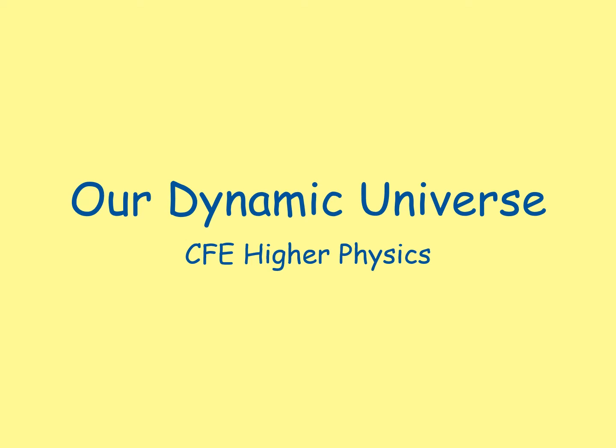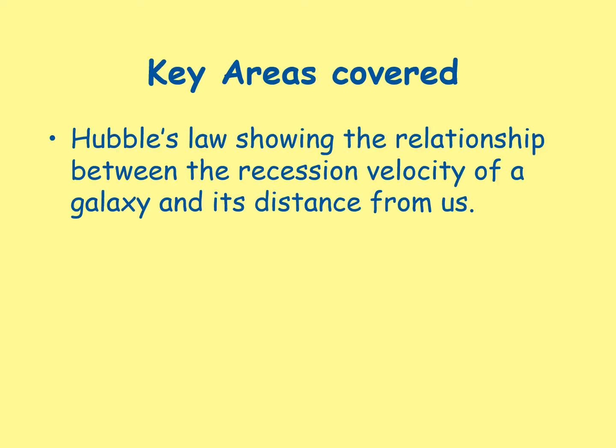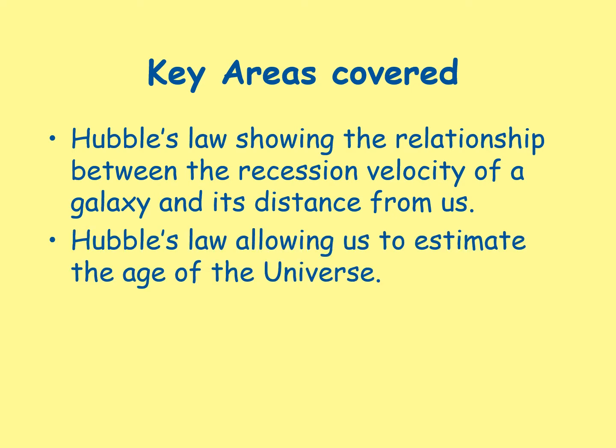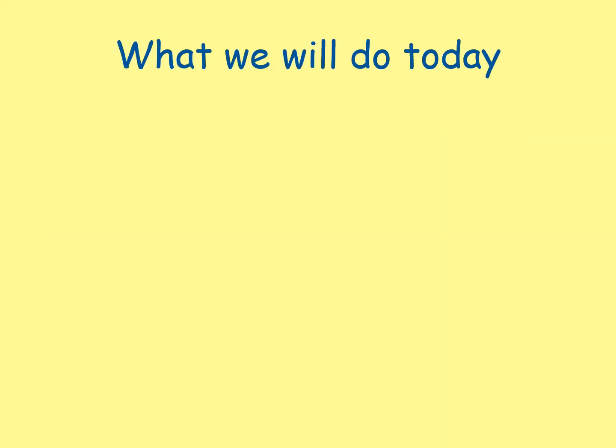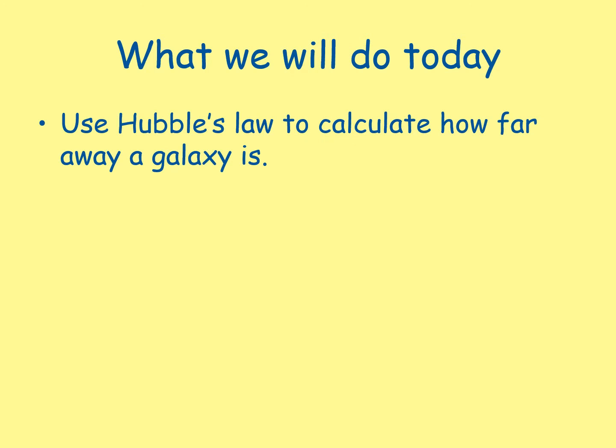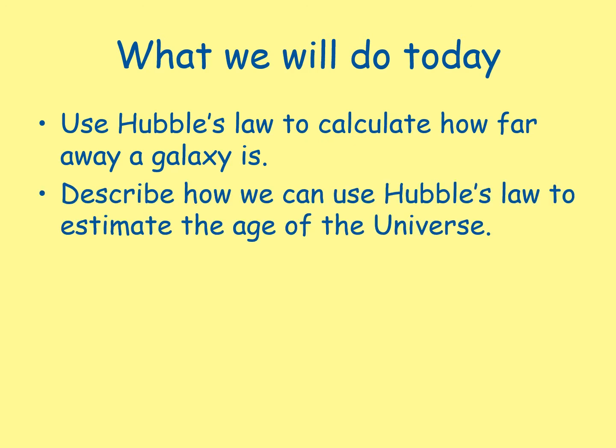Our dynamic universe. The key areas covered will be Hubble's law showing the relationship between the recession velocity of a galaxy and its distance from us, and Hubble's law allowing us to estimate the age of the universe. What we will do today is use Hubble's law to calculate how far away a galaxy is, and describe how we can use Hubble's law to estimate the age of the universe.